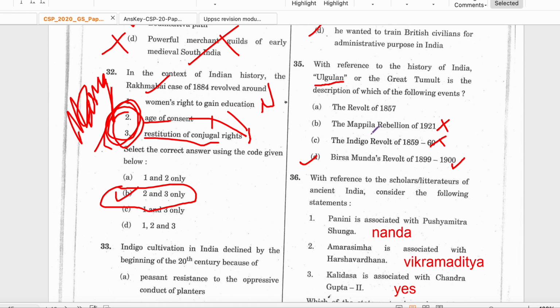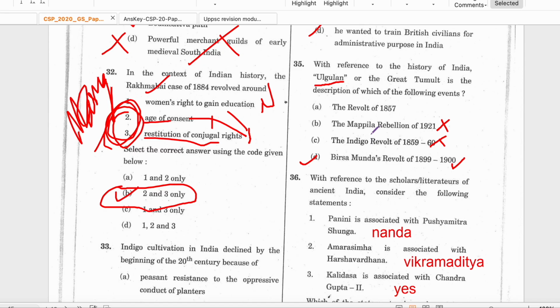Question number 35: with reference to the history of India, Ulgulan or the Great Tumult is the description of which of the following events? First of all, don't judge yourself if you don't know this question. If you constantly judge yourself in the examination hall, it will affect you negatively. Even if you don't know, that's it, you will get your chance. It's like a game of cricket, you will get full tosses to hit out of the park. Don't lose confidence. Don't judge yourself.